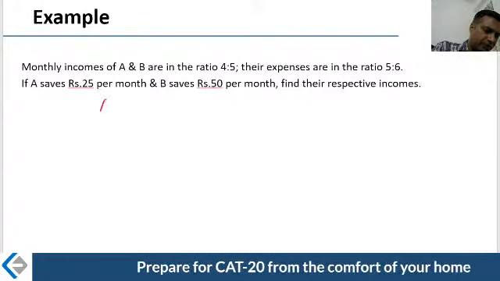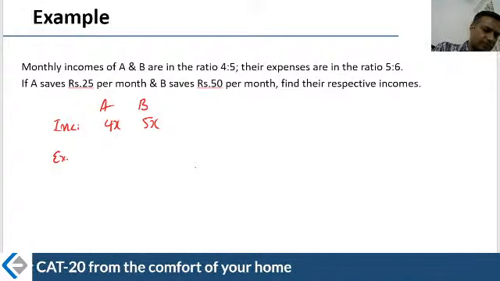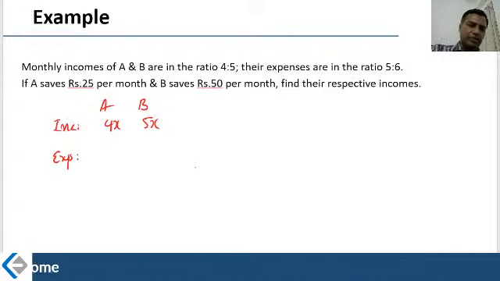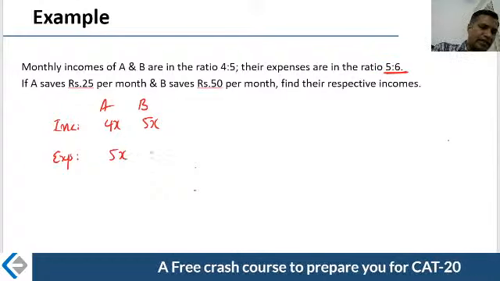Right now, A and B. Let's write them A and B. Let's go to the income portion of this. So how are the incomes? 4:5. Technically you will write 4x and 5x, absolutely right. Then you will come to the expenses. What is the expenses ratio? 5:6 here. Now don't write 5x and 6x.